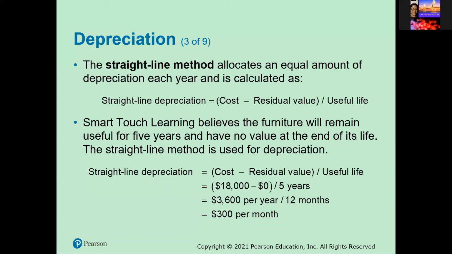So the cost of the furniture was $18,000 minus residual value divided by 5, because they believe the furniture has a 5 year useful life. So $18,000 divided by 5 is $3,600. That's $3,600 per year. And if you divide the $3,600 per year by 12, you actually get $300 per month.